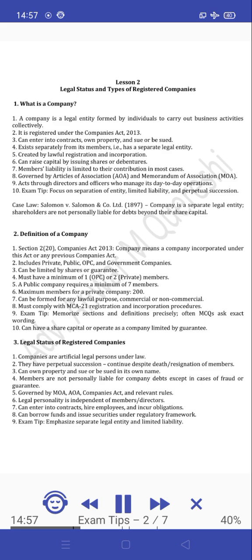Members are not personally liable for company debts except in cases of fraud or guarantee. 5. Governed by MOA, AOA, Companies Act, and relevant rules. 6. Legal personality is independent of members and directors. 7. Can enter into contracts, hire employees, and incur obligations. 8. Can borrow funds and issue securities under regulatory framework. 9. Exam tip. Emphasize separate legal entity and limited liability.